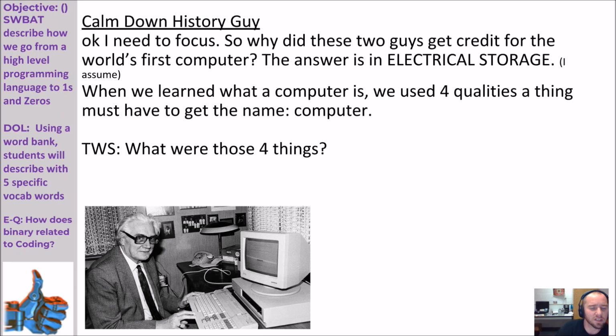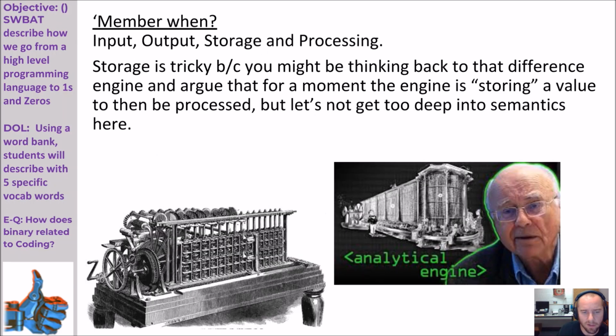The reason we're going to say these two guys are the ones who invented the computer and not any of the other people is because of the concept of this electrical storage thing. When we learned in class what a computer is, we used 4 qualities that a thing must have in order to get that name, a computer. So as a review question, what were those 4 things? If you don't remember, I'm not going to be cruel and ask you to Google it. It is basically that a thing needs input, output, storage, and processing to be considered a computer.